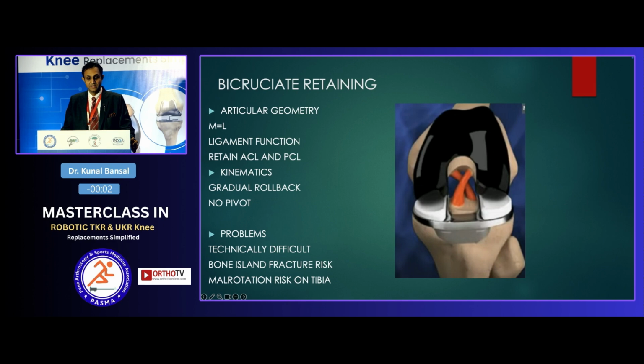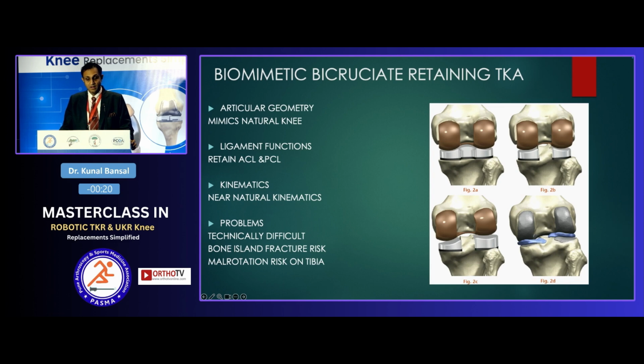Bicruciate retaining. Again, medial is equal to lateral. I'll just take a few minutes. Ligament function retains ACL and PCL. Gradual rollback, no pivot. Technically a very difficult procedure. There is a high risk of bone island fracture and malrotation on the tibial side as we have to preserve the tibial island. This knee comes very close to matching the kinematics of the natural knee.